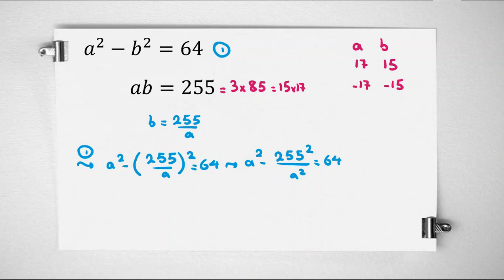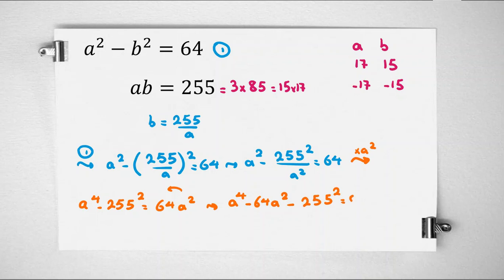Next step, we multiply both sides by A squared. So it will be A to the 4 minus 255 squared equals 64A squared. Take it to the left hand side, so it will be A to the 4 minus 64A squared minus 255 squared equals 0.